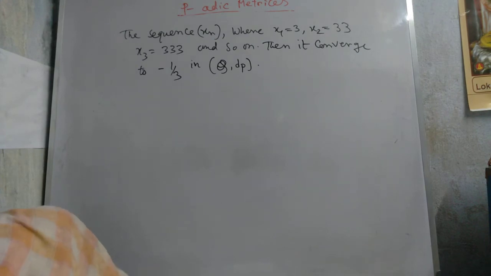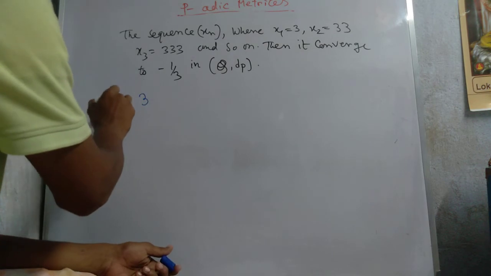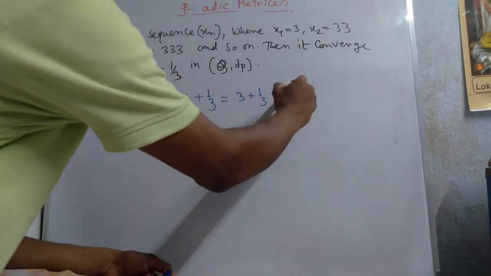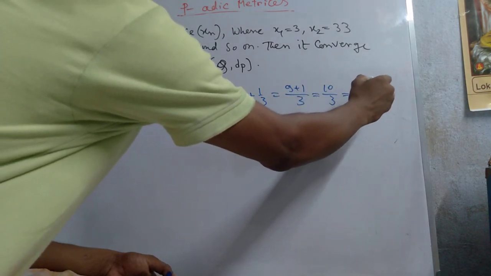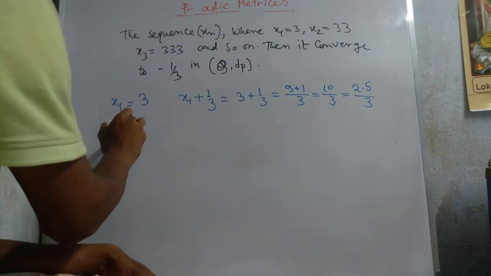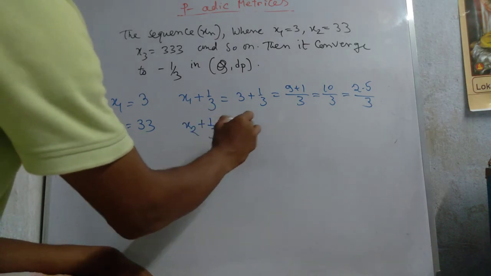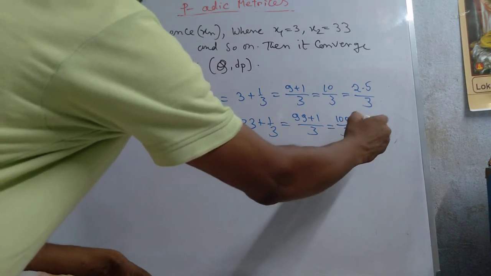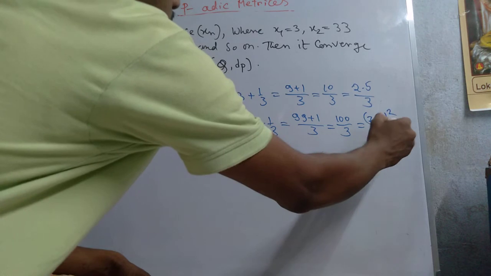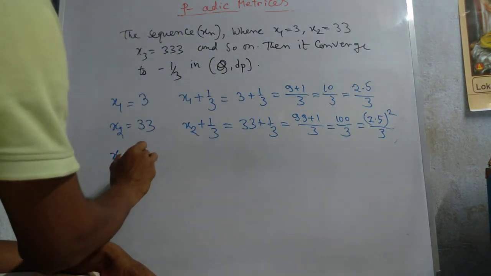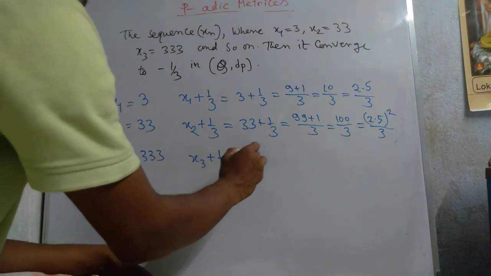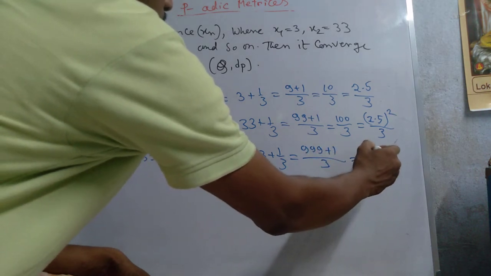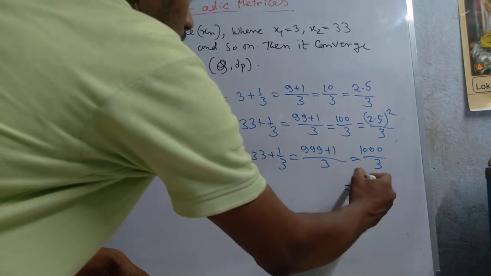How does this happen? It happens so simply. We write first x1 equals 3, then x1 plus 1 by 3 equals 9 plus 1 by 3 equals 10 by 3 equals 2 into 5 by 3. x2 equals 33, then x2 plus 1 by 3 equals 99 plus 1 by 3 equals 100 by 3 equals 2 into 5 square by 3. x3 equals 333, then x3 plus 1 by 3 equals 999 plus 1 by 3 equals 1000 by 3 equals 2 into 5 cube by 3.